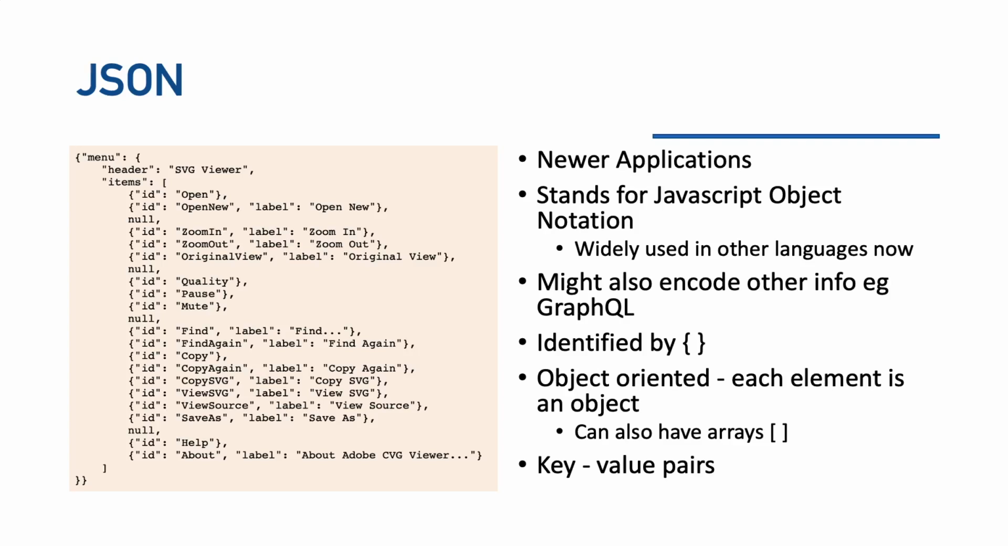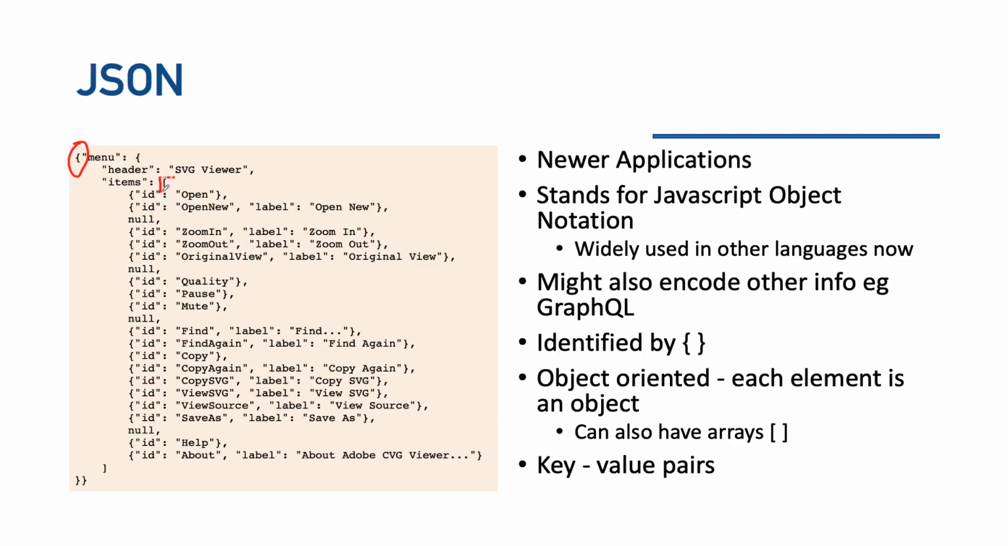Sometimes it does encode other information. So for example, if an API is using GraphQL, it will also encode other things about, not just the query results, but also that it's telling you it's GraphQL. It's identified with swirly brackets, so these things. Okay, it's object oriented. Each element is an object or an array which contains objects. Now this is a bit confusing, but I'll explain it in more detail.